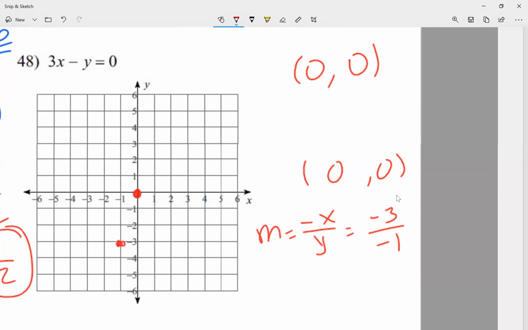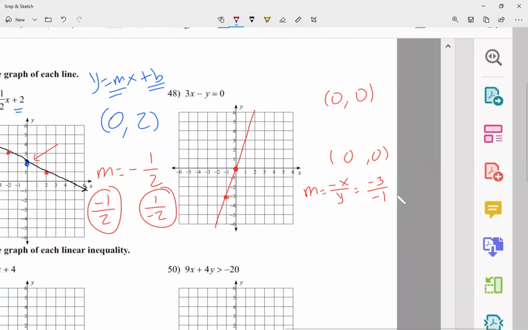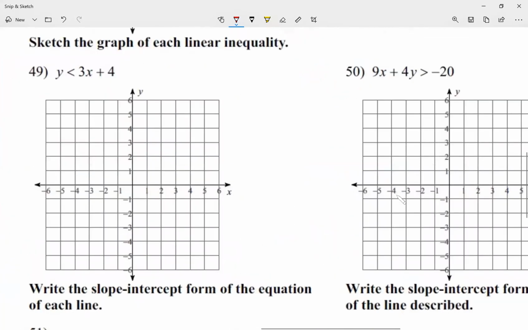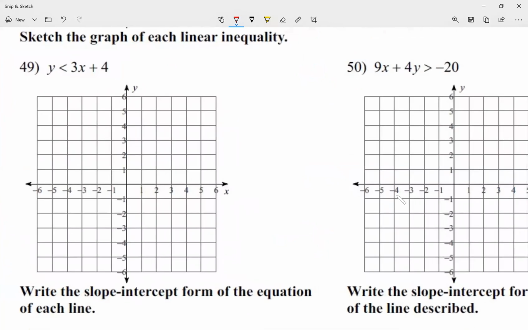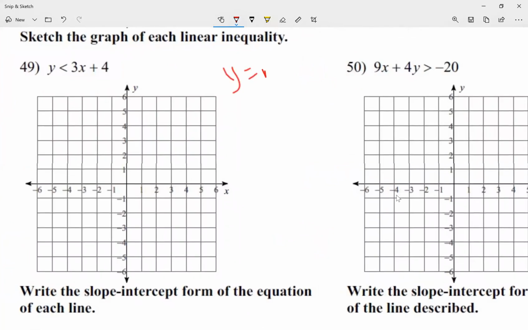I'm just going to draw a line that goes through my 2 points. That's it. Now, question 49 with inequalities. First thing is I have it in the slope-intercept form. I'm going to look at it as y equals mx plus b, right? Even though it has an inequality sign, I'm looking at this as the equal part.